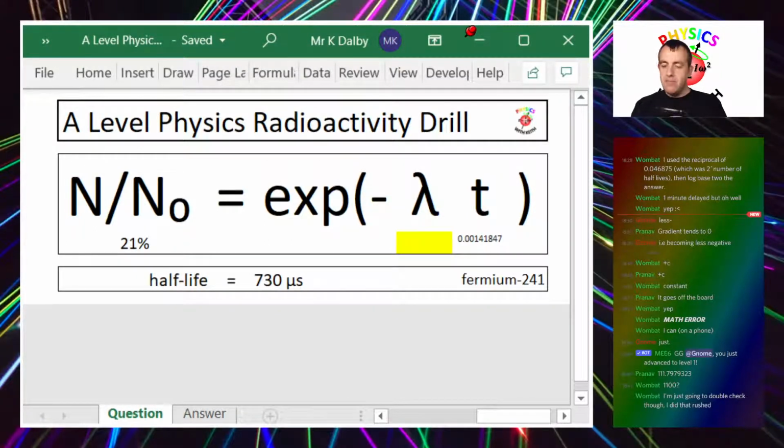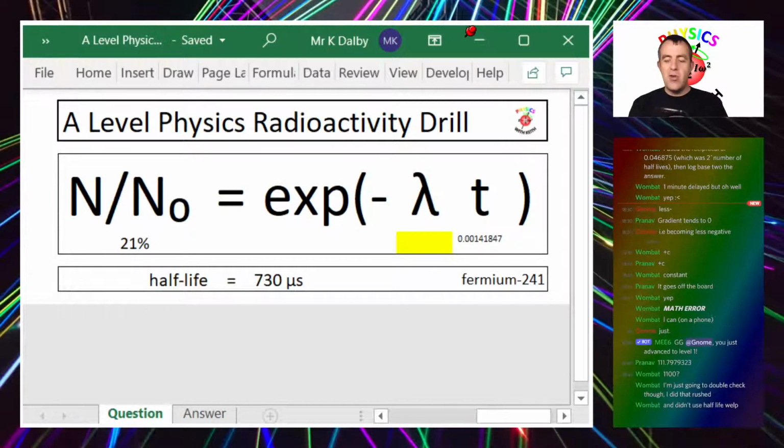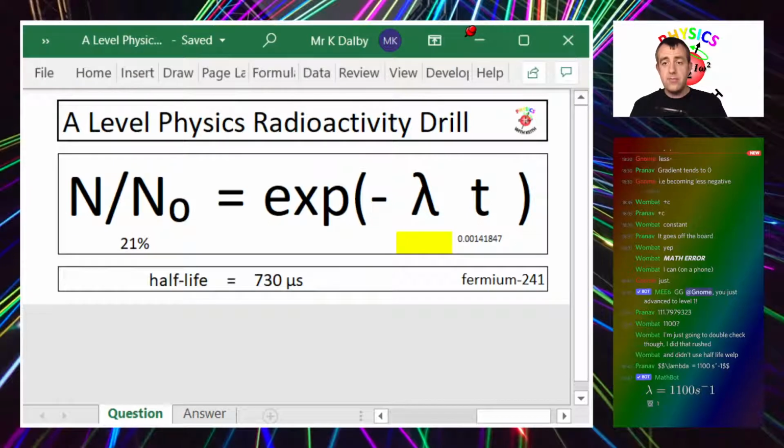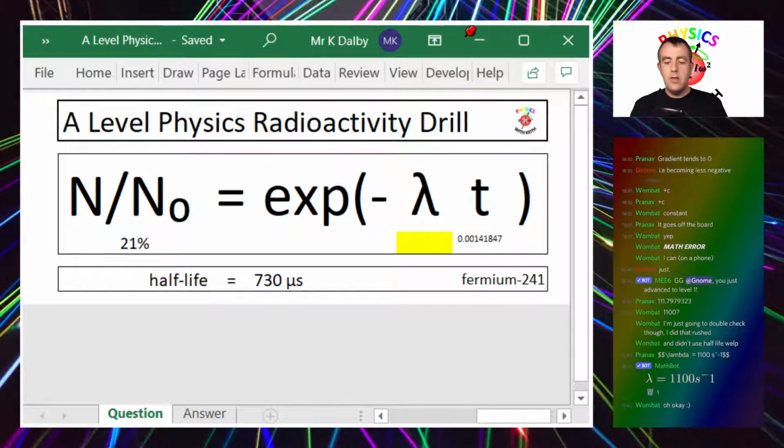Always worth double checking. I know you were in a rush because you wanted to beat everyone else, which is fine, I get it. Well, you don't have to use half-life. You could solve it without using half-life. No reason to use half-life.